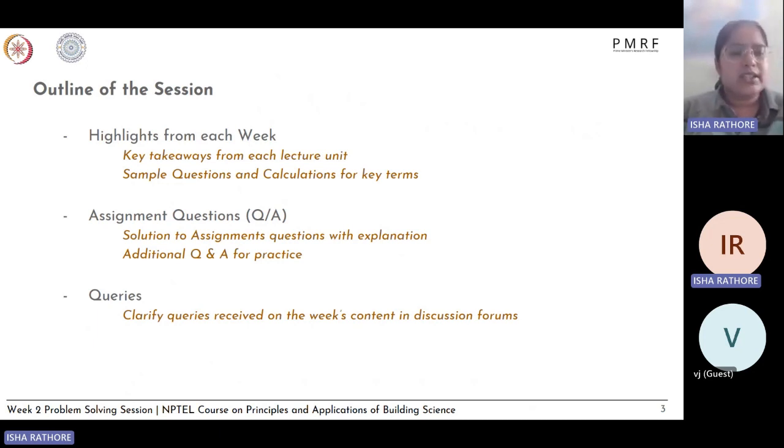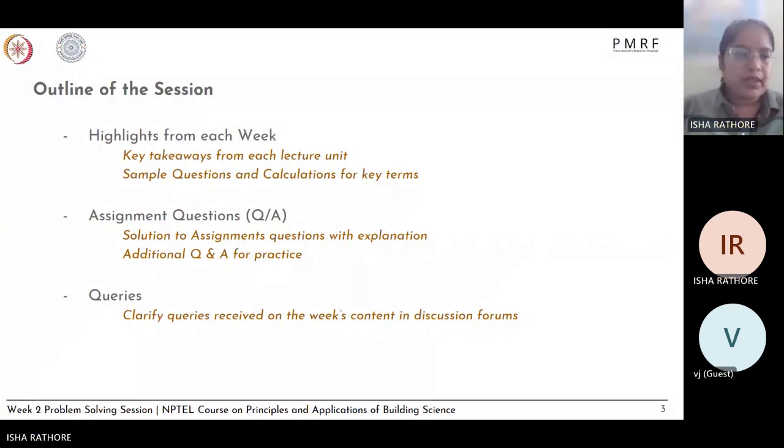And then if we received any queries from you relating to this week's content in the discussion forums, we will also address those queries here. So please use the discussion forums to post your queries and doubts and concepts on which you need more clarity. You can list them there and we will try to cover them in the upcoming problem solving sessions.